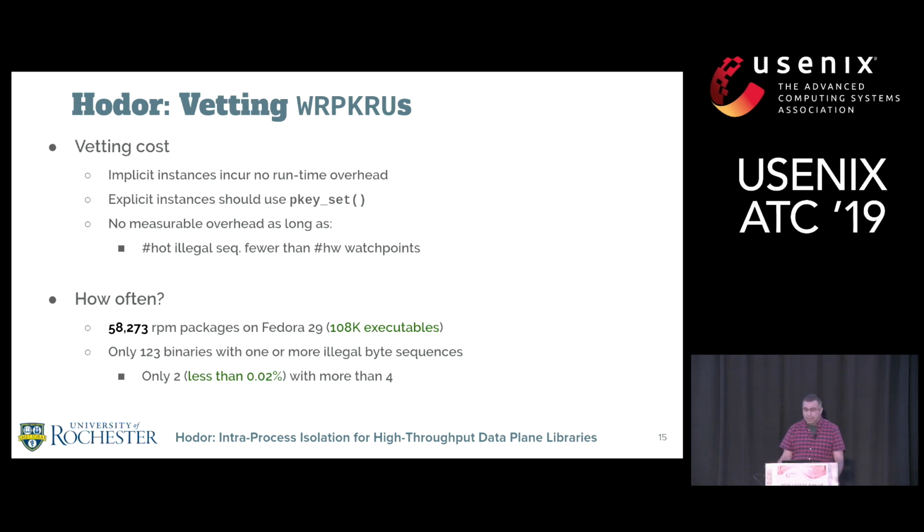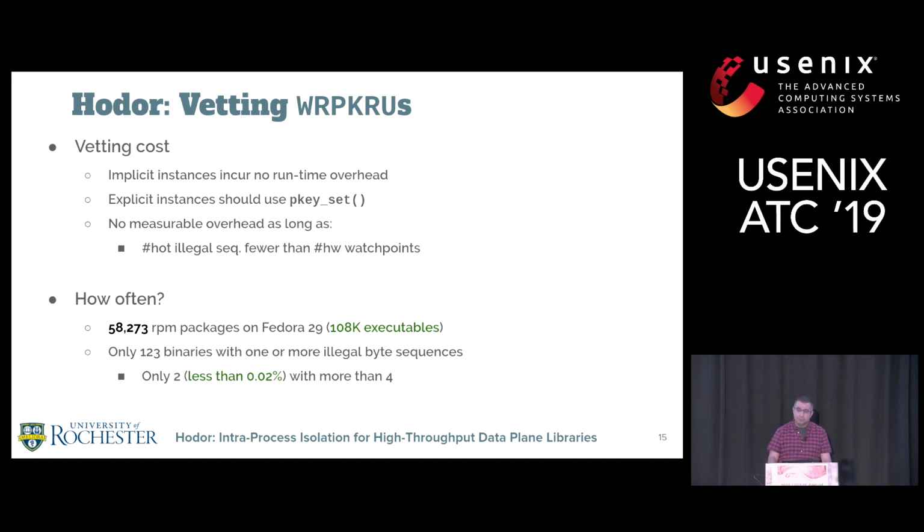So what is the cost of vetting the WRPKRUs? There are different categories that I want to go through one by one. Note that implicit instances are never really executed, unless your program is already hijacked, so they are never triggered. There's no vetting cost for that.